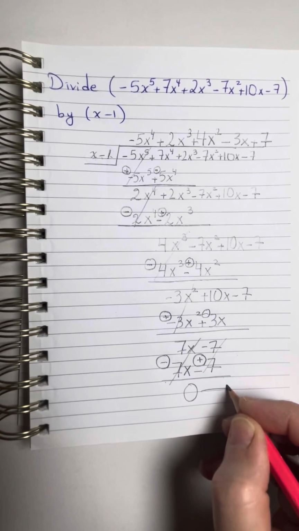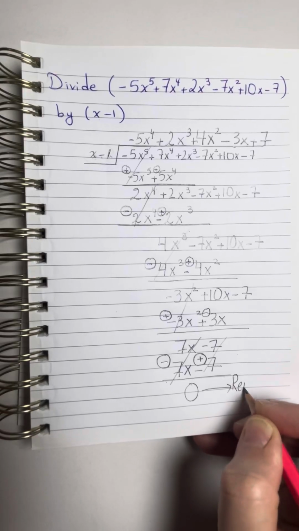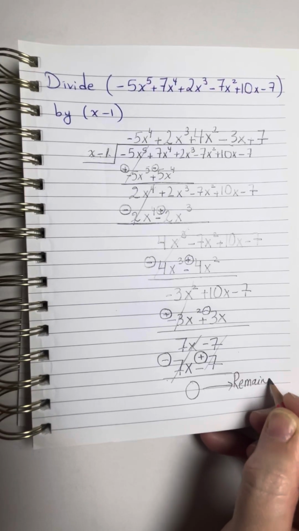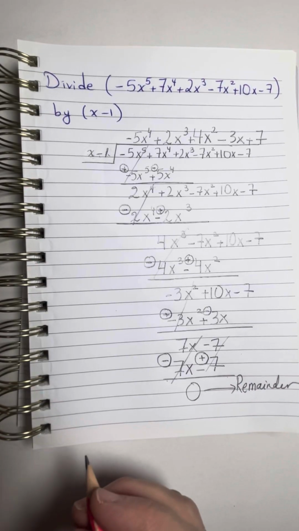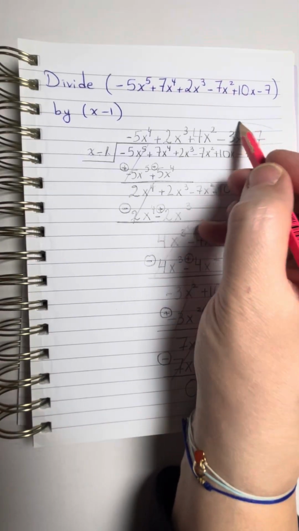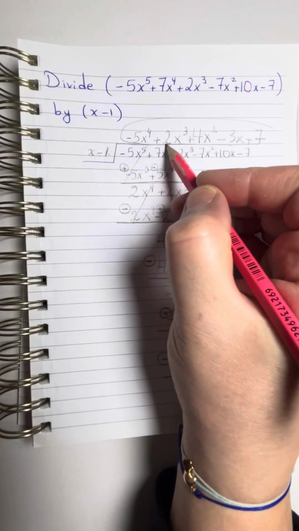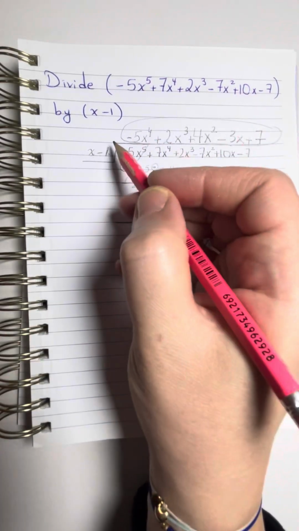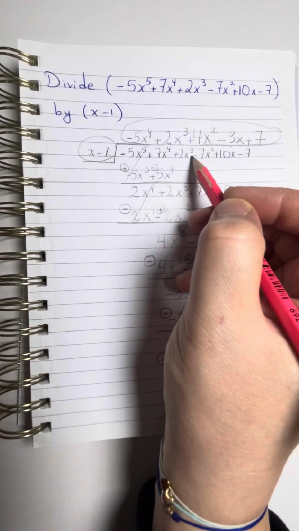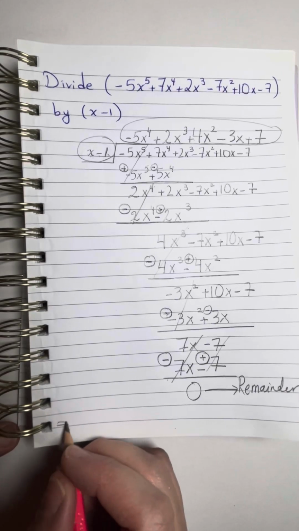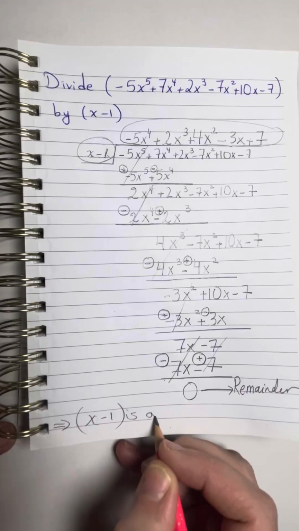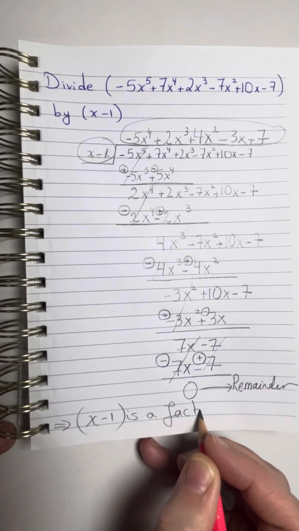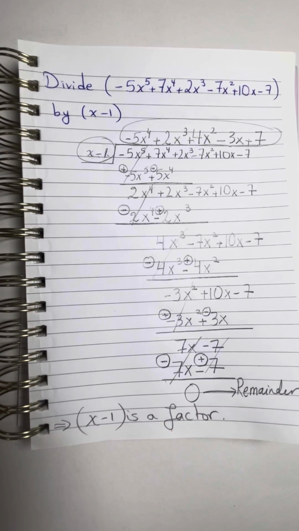So this one is the remainder, and when the remainder is 0, we conclude that this term here multiplied by this term here is equal to the main polynomial. So this implies x - 1 is a factor of this given polynomial.